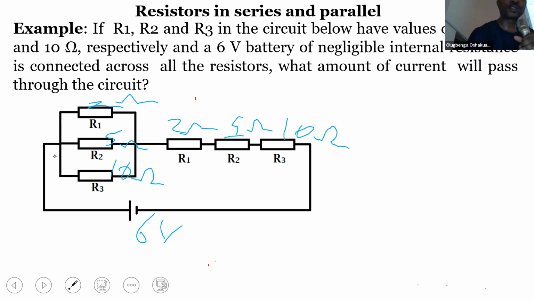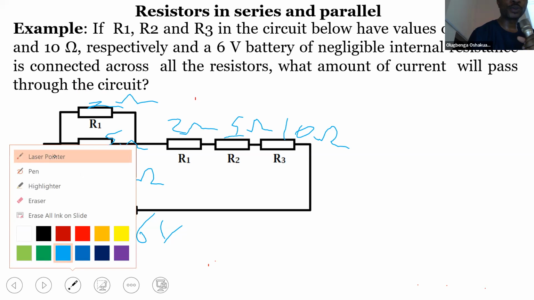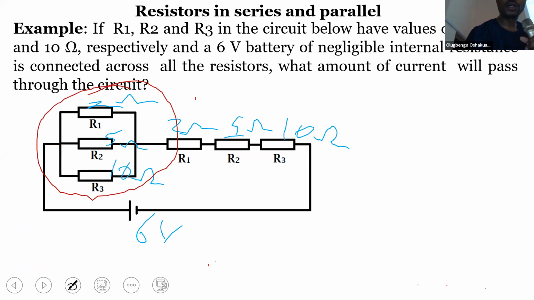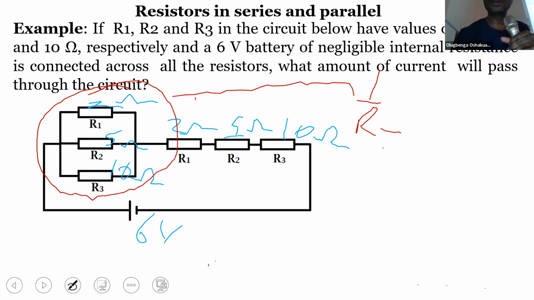How do we go about this? For the ones in parallel, these ones, it's easy for you to say that 1 over R total is equal to 1 over 2 plus 1 over 5 plus 1 over 10.